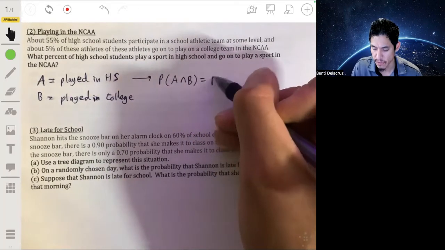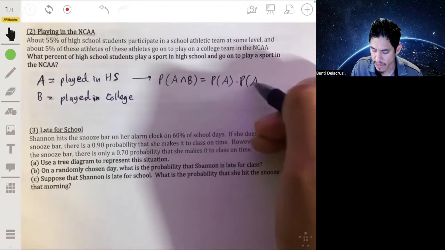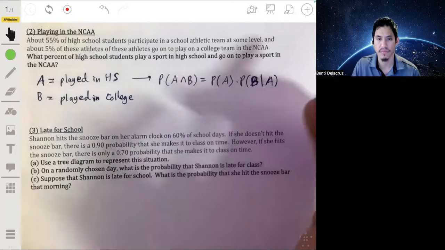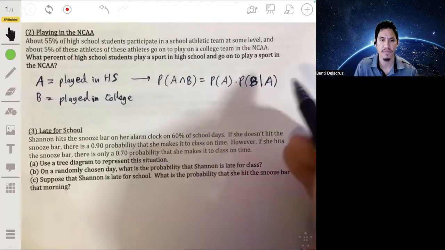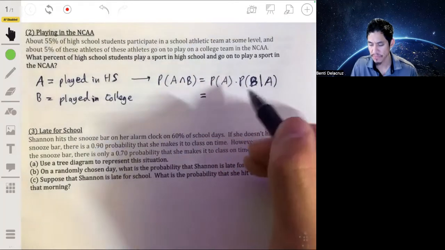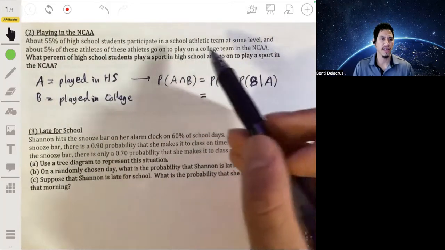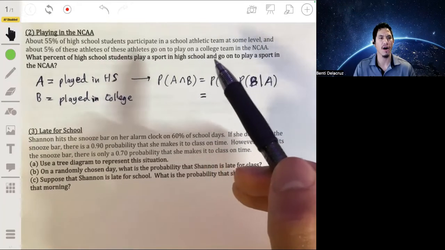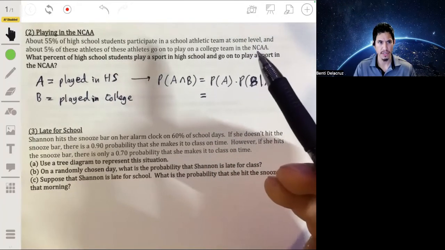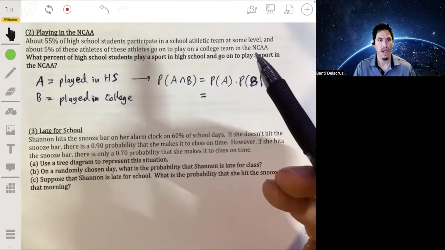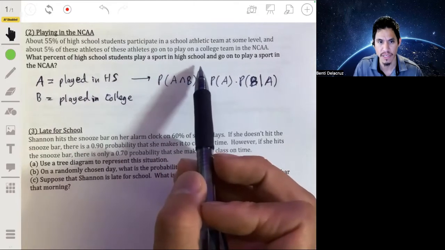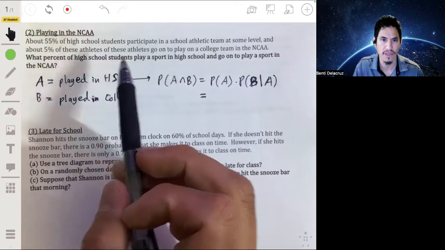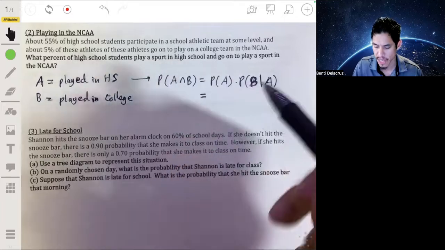And remember, we found that to be the probability of A times the probability of B, given that A has occurred. Now why is this necessary? Because in this case, we're only going to focus on the students that already played a sport in high school, because it's saying what percent of high school students that played a sport in high school go on to play a sport in the NCAA. So you have a condition. The condition is that they played a sport in high school.